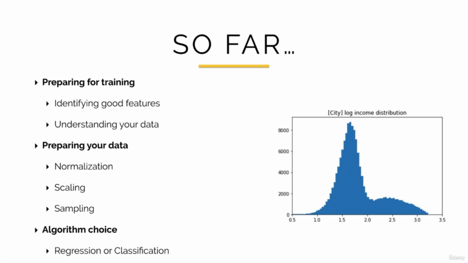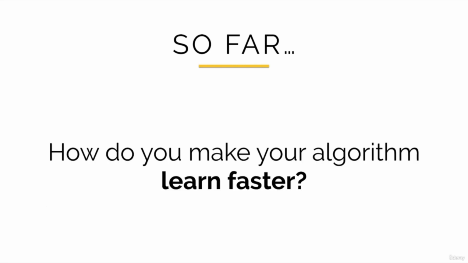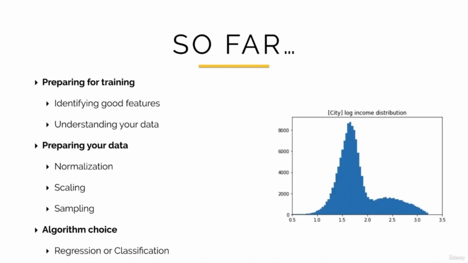And then we looked at different types of algorithms, specifically for regression and for classification. But how do we make our algorithms learn faster? So before this, we've just talked about what algorithms we can use, or even the whole data science flow, which is basically everything up to the algorithm choice.